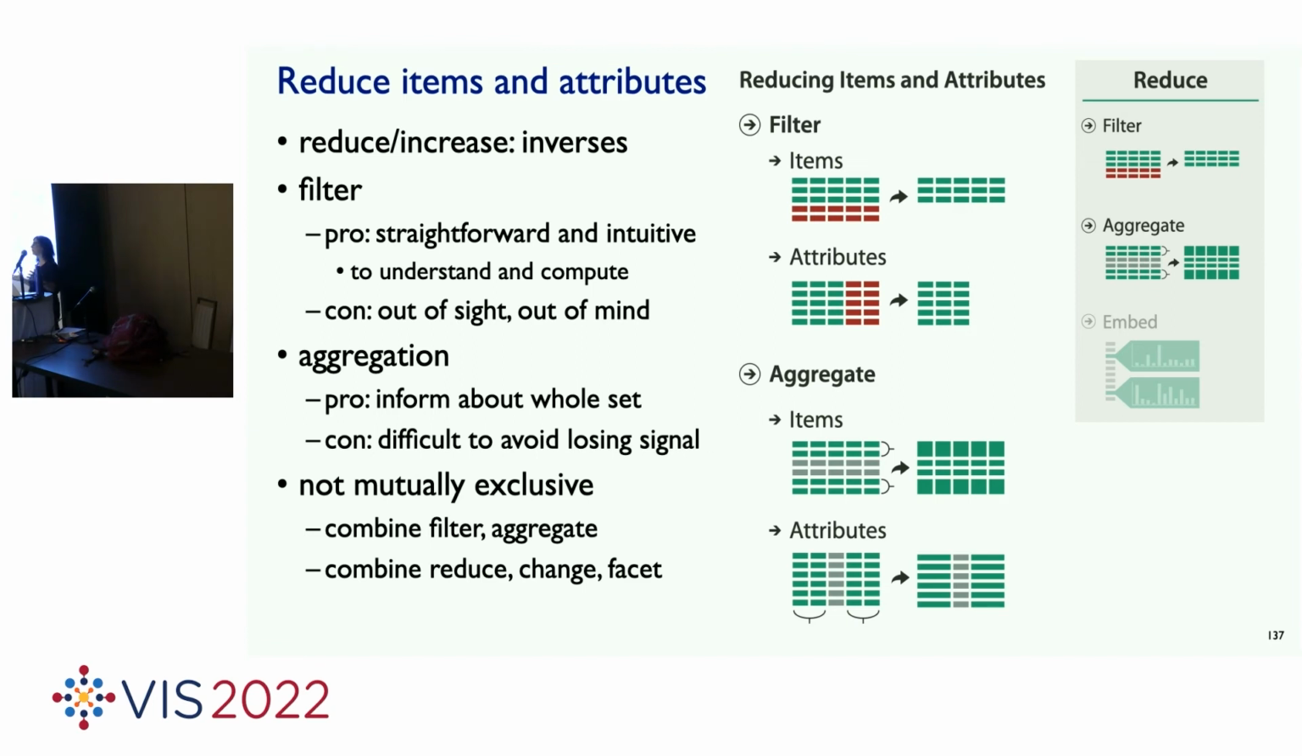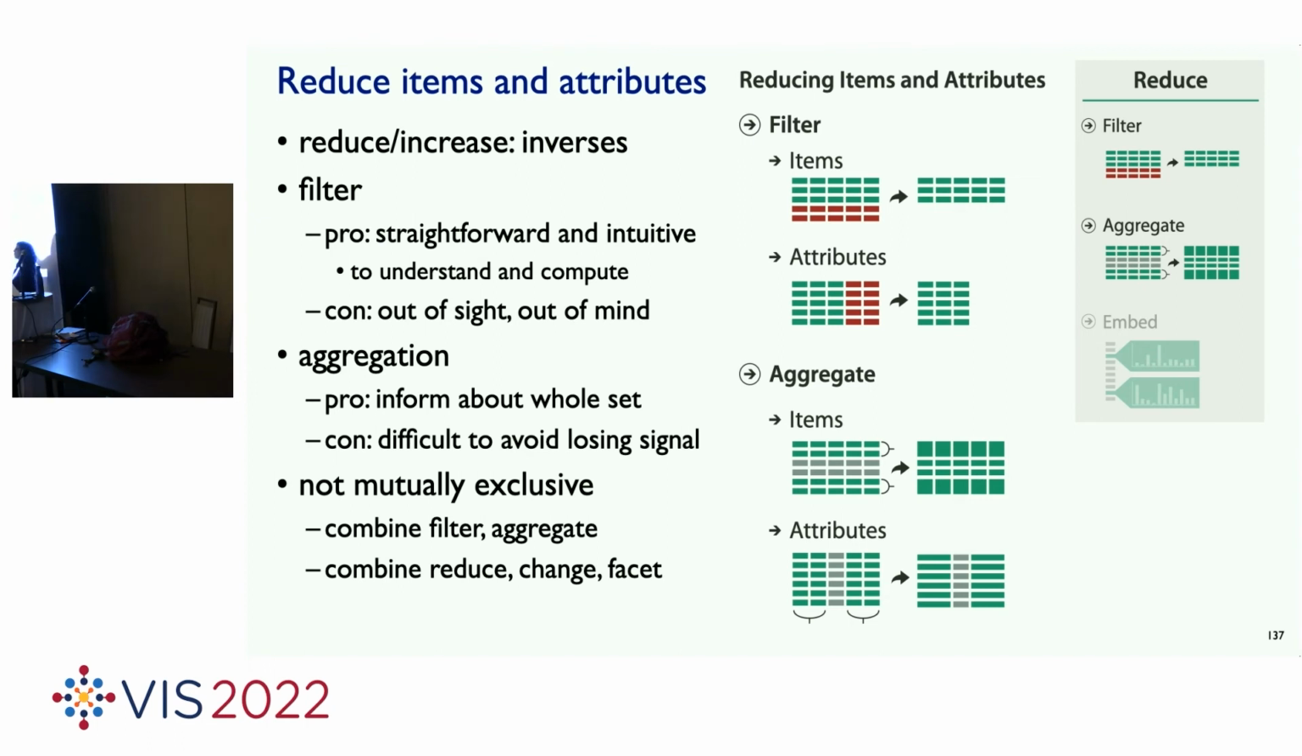So out of sight, out of mind is not just a saying, it's actually a reality. So filtering doesn't allow you to do much with the part that you've thrown away. The alternative is aggregation, where somehow you have an entire set of things that you're not showing and you have a proxy to show something representative of that whole set. And that's what we do when we aggregate.